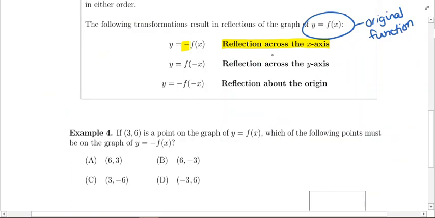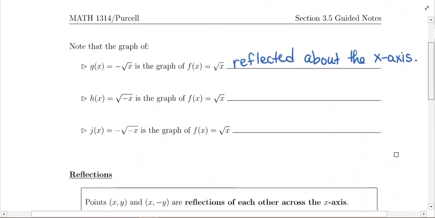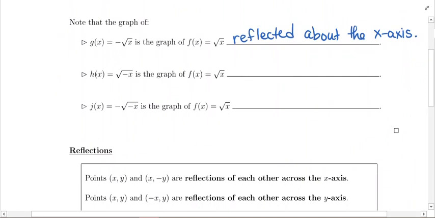So if we go to page 7 at the top, we can jot this observation down. In this middle bullet point here, we are comparing the graph of the original function, f(x) = √x, to h(x) = √(-x). So now the negative is inside the square root. Basically, if you take your basic function and you put the negative on the inside instead of the outside, that is going to cause a reflection. Let me put reflected about the y-axis.